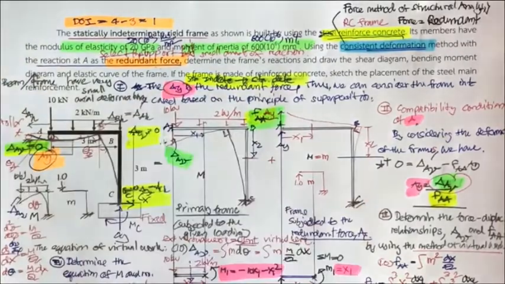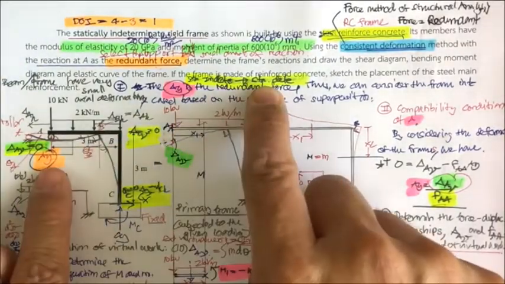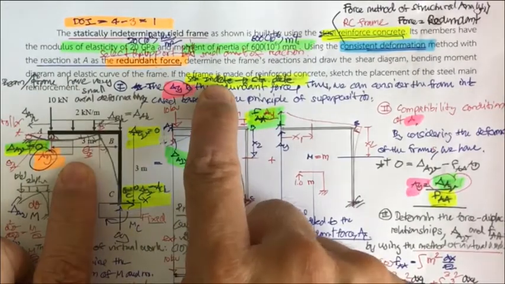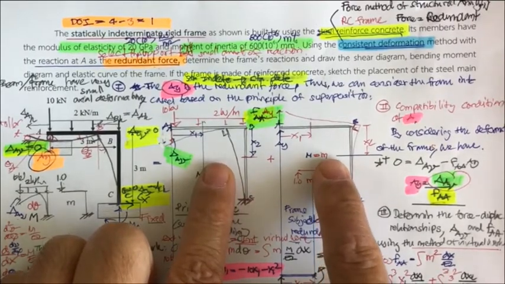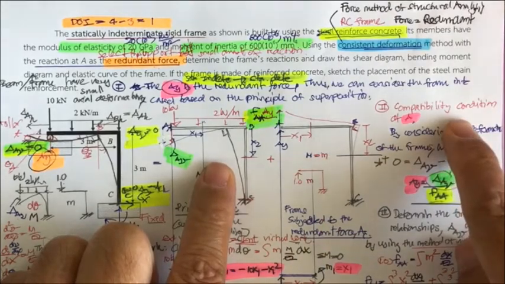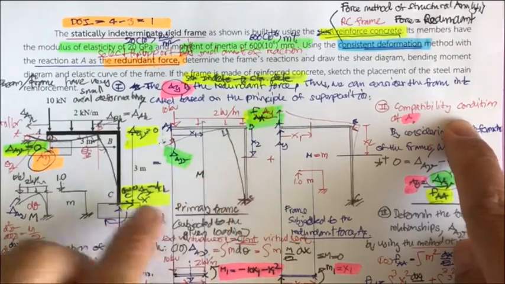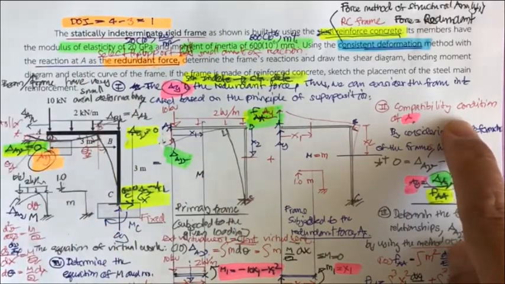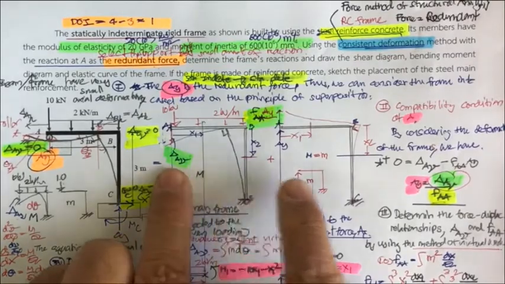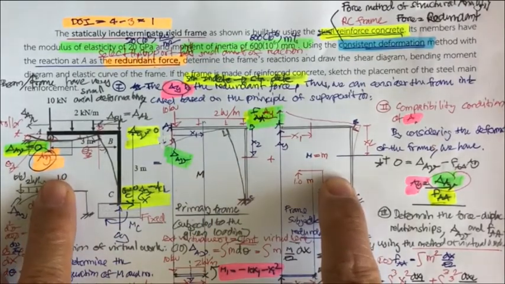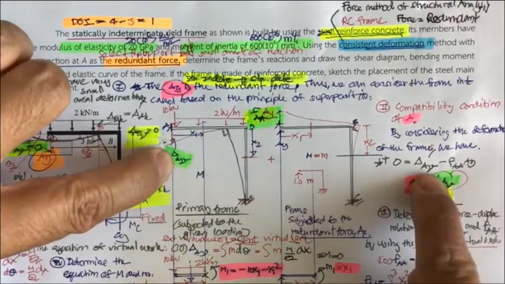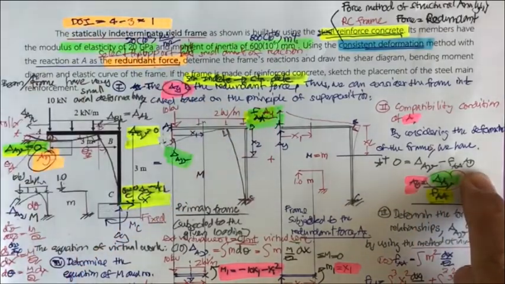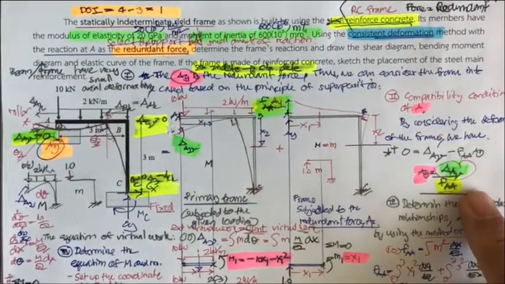When we select A sub y as the redundant, the frame will change from statically indeterminate to statically determinate. So we can consider the deformation of the beam, so the frame, and then we set up the compatibility at A, with A sub y as the redundant. The deformation of this one is like this, of this one is like this, and this one is like this. At the point A, the deflection is 0, equal to the downward delta sub AB minus F sub A sub y. This equation is the compatibility condition.